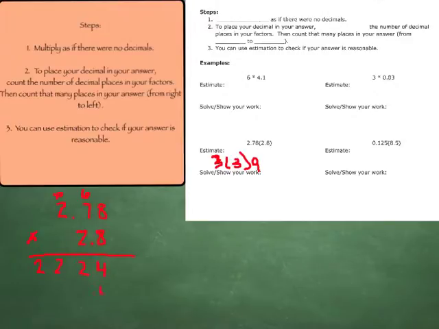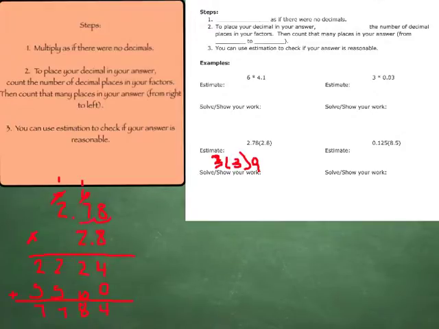Now I add my 0 as my placeholder so I can move over to the next number. 2 times 8 is 16. Carry the 1. 2 times 7 is 14 plus 1 is 15. 5. Carry the 1. 2 times 2 is 4 plus 1 is 5. Now we have to add them all together. We have 4, 8, 7, 7. And now we have to put in our decimals.